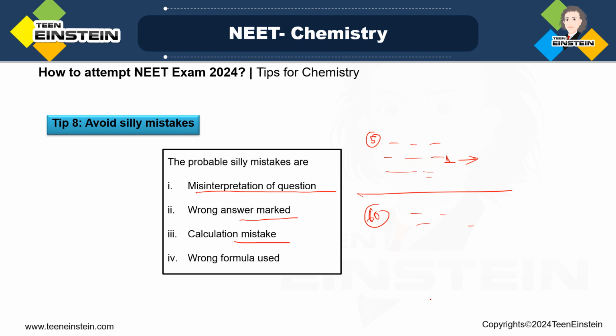But if you are not doing the rough work clearly and you come back to that question, you won't know how far you got. If I have left up to 3 steps, I can easily start from the 4th step. You don't have to do all these 3 steps again. So that is important. If you are doing some rough work, do it clearly. Then wrong formula used: if you have used some wrong formula, if you are in a hurry, if you have not practiced it well, then this is another chance. So these are the probable reasons for silly mistakes that you have to avoid.